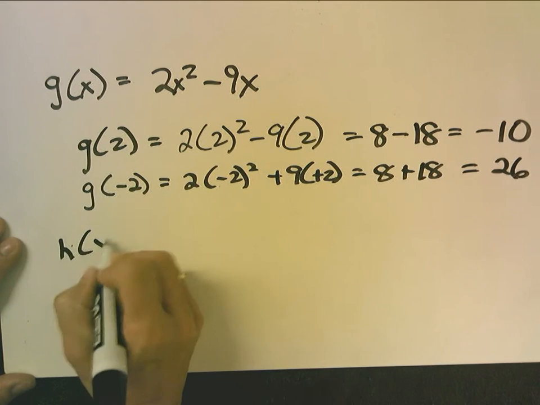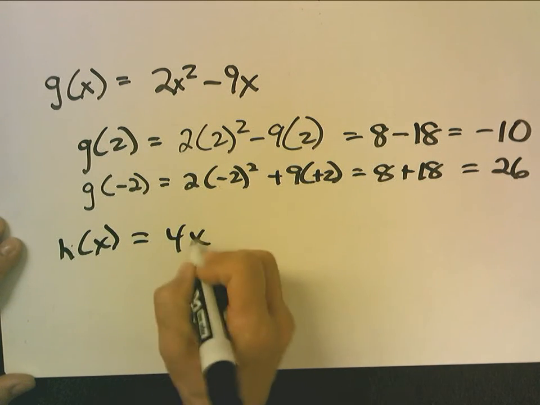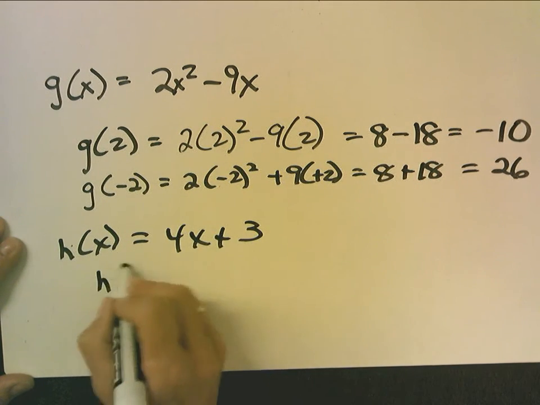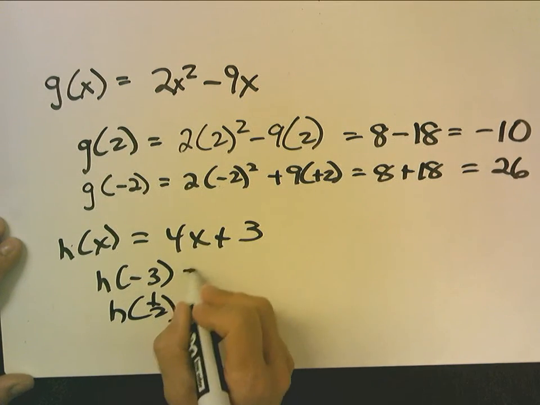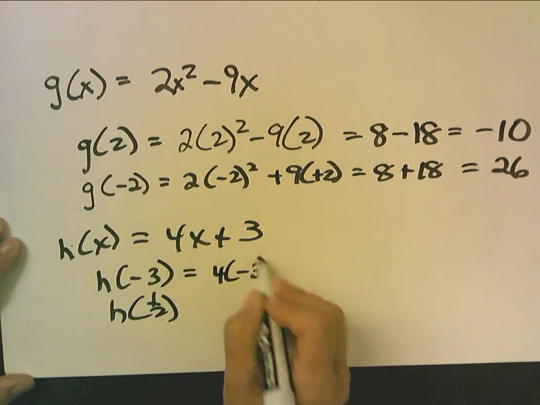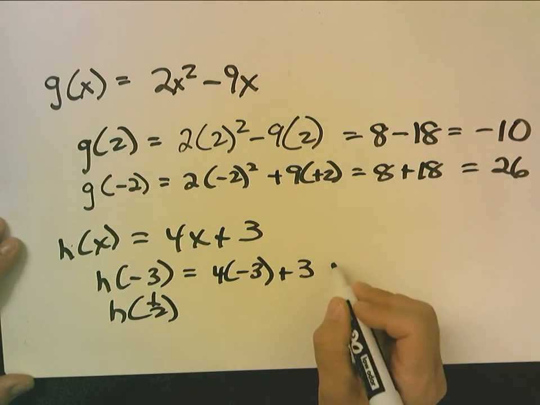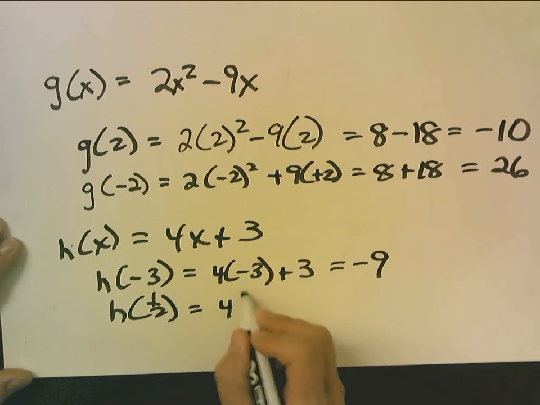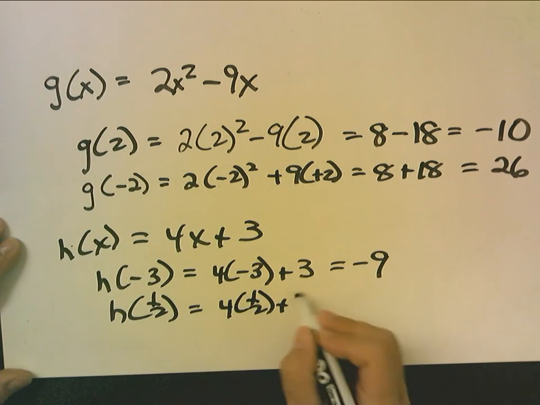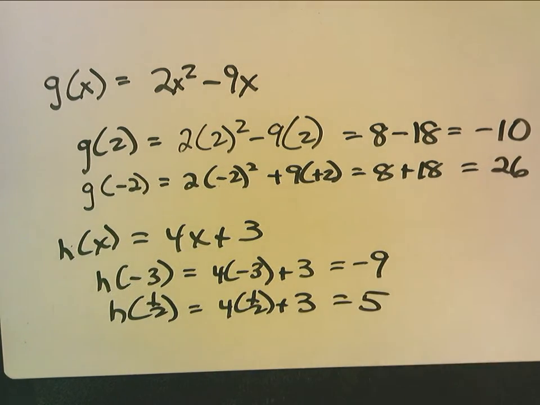Now, h of x equals 4x plus 3. We're finding h of negative 3, h of a half. H of negative 3 is 4 times negative 3, which is negative 12, plus 3 equals negative 9. 4 times a half is 2, plus 3 equals 5. Okay, and then we did go over the difference between negative 2 in parentheses squared and the opposite of 2 squared.